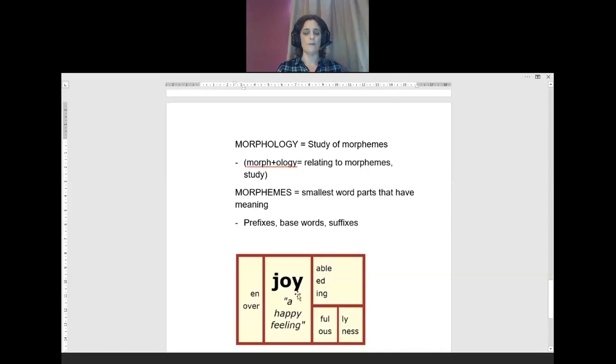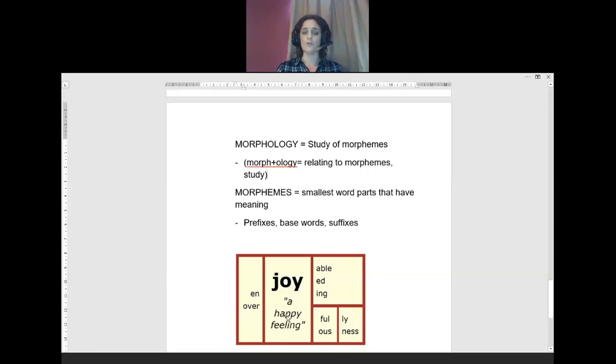So joy means a happy feeling, and if we change it to enjoy, that means that we have a happy feeling about something. We can change it to enjoying, and that means in grammar that we're doing it now. That tells us the tense, that that's something that's happening now and that it's an action, that we're enjoying it. Or we could put full on the end. We could say joyful, and that would mean that we're full of joy. Or we could say that we were doing something joyfully, and that means that we're doing an action and we're full of a happy feeling while we're doing it.